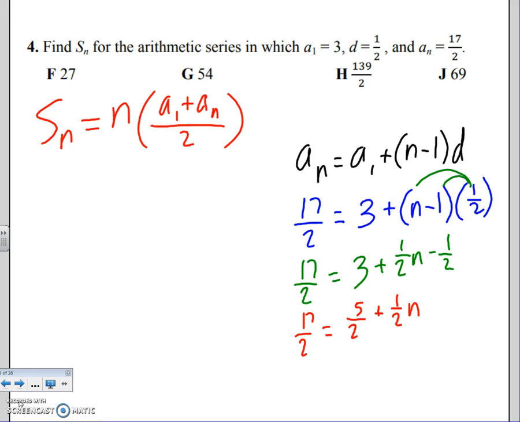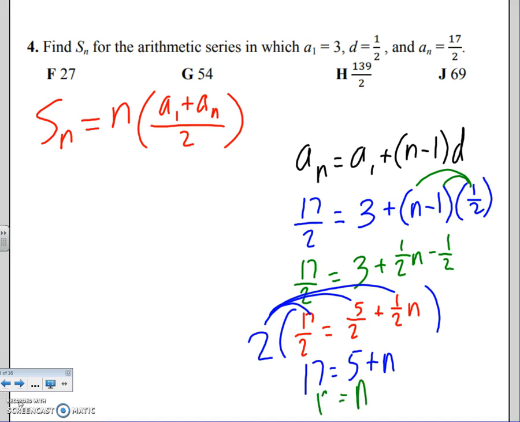To make life easy, I'm going to multiply everything by 2 to get rid of the denominator. You're allowed to do this. You distribute every single thing. So that really makes this 17 equals 5 plus 1n. Subtract 5 from both sides, n equals 12. I know there are 12 terms in this sequence, or series.